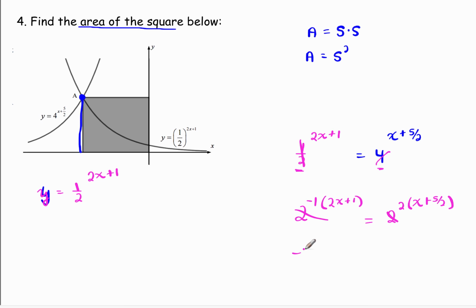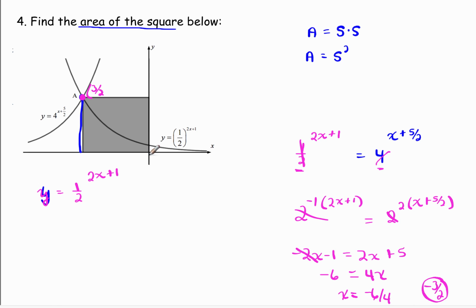Little math here, we get negative 2x minus 1 equals 2x plus 5. Add the 2x over here, becomes 4x equals negative 6. So the x value is negative 6 divided by 4, which is negative 3/2. Well, that's awesome. But I don't know my y value. Do I need it?